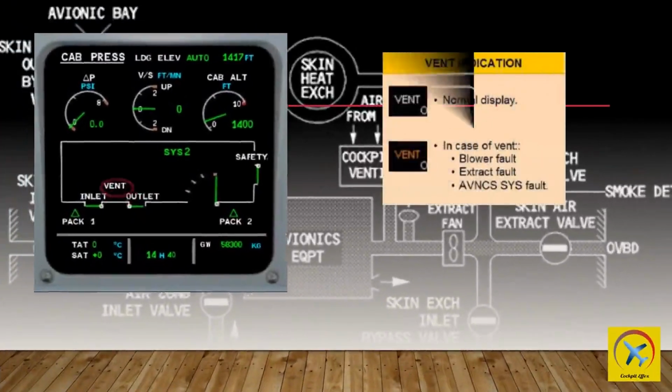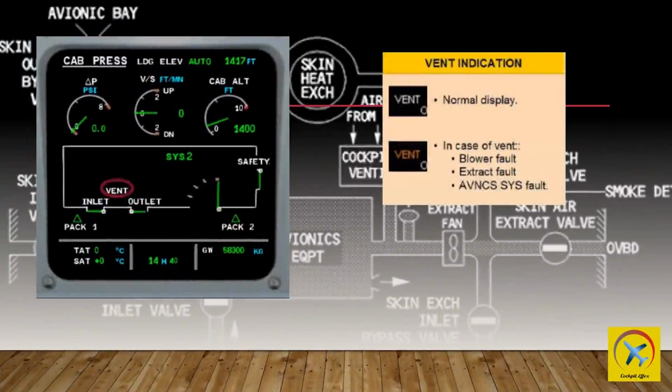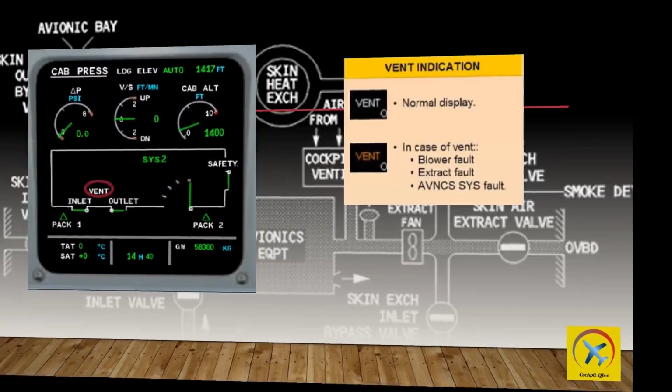The vent indication on the ECAM cabin pressure system display page displays white if it is normal, whereas it displays amber in the case of a vent blower and extract fault or if any other avionics system fault exists.